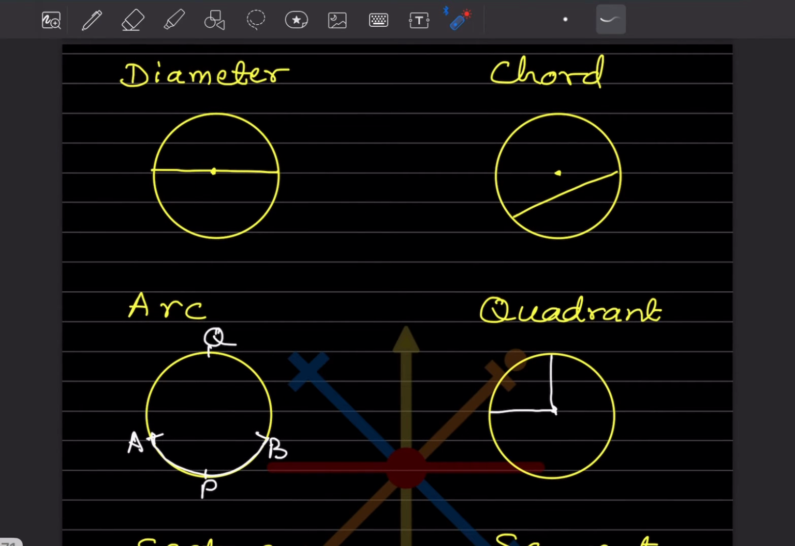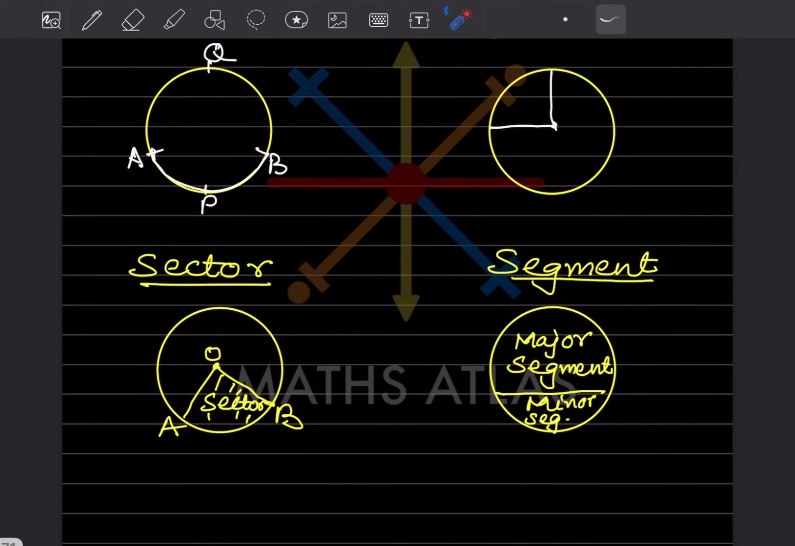Now this part is called the arc of a circle, that is APB. So we can call this an arc. Now the quadrant. Quadrant means suppose this one, or this part, or this part, or this part. So that is called the quadrant of a circle. Now this is the center. So this part is called the sector.